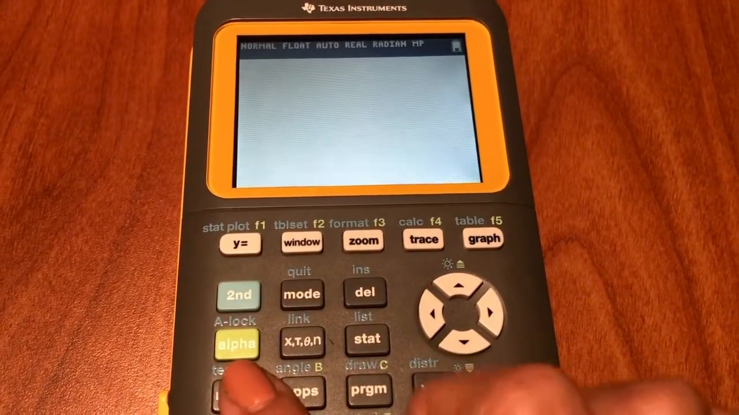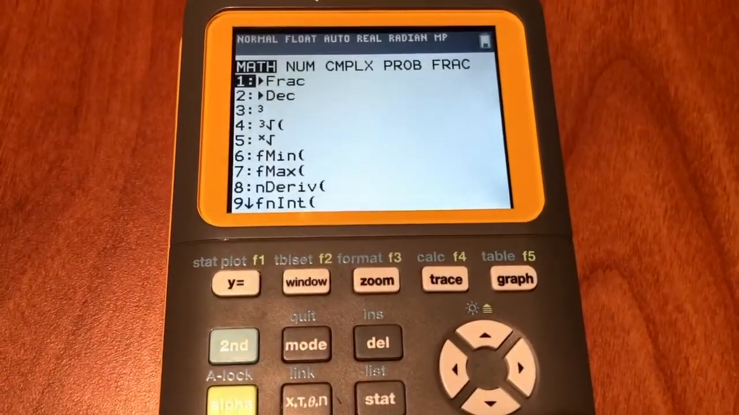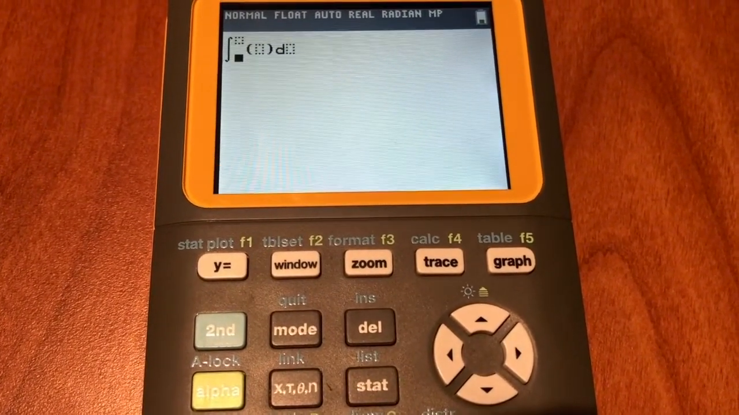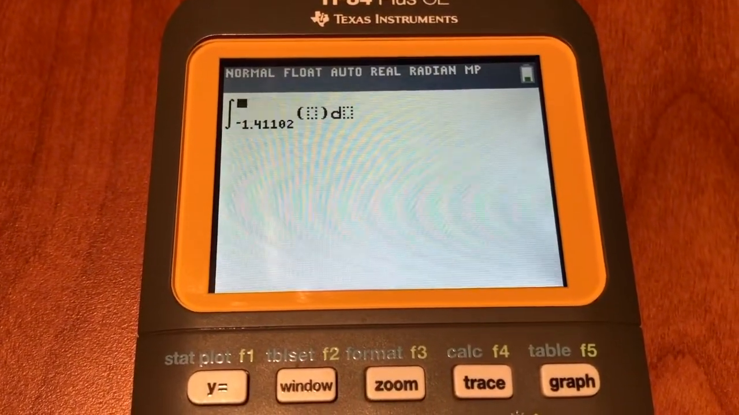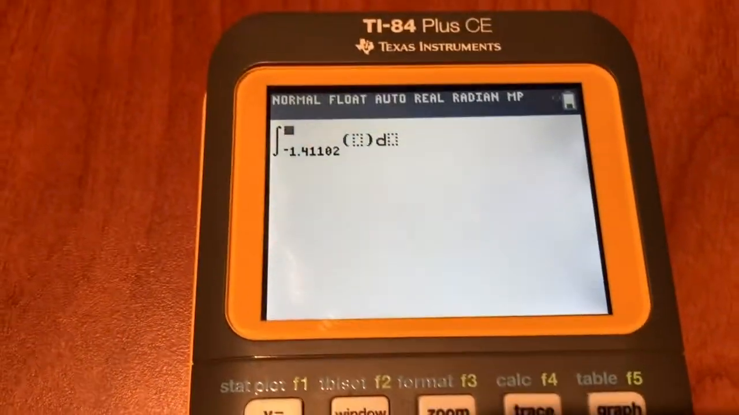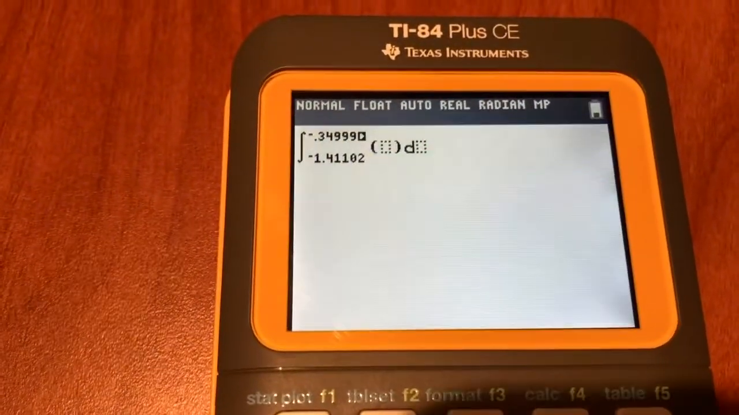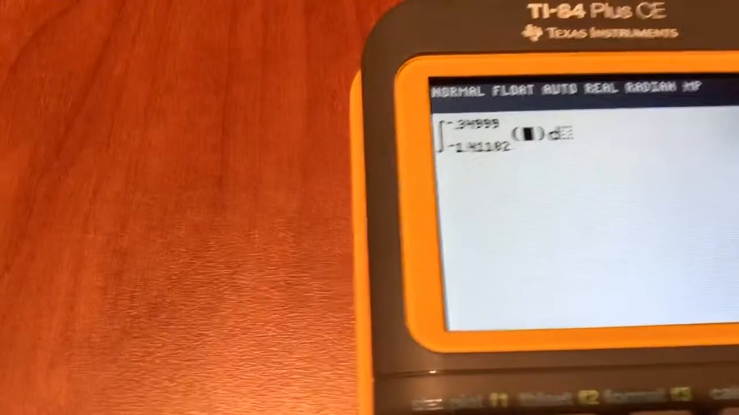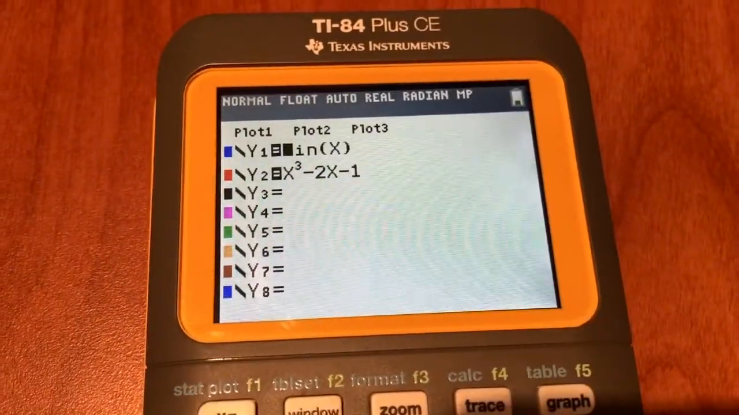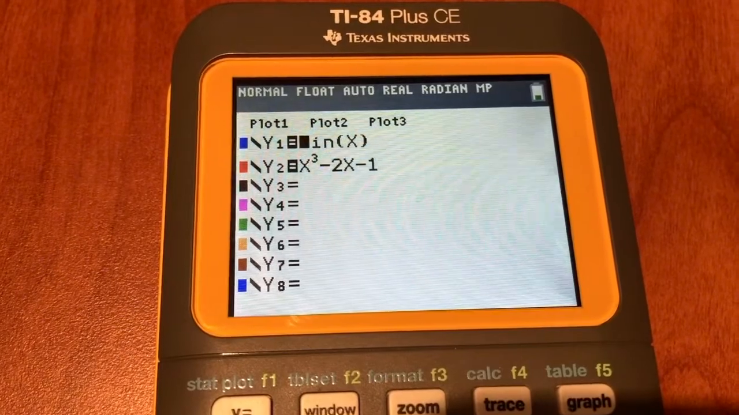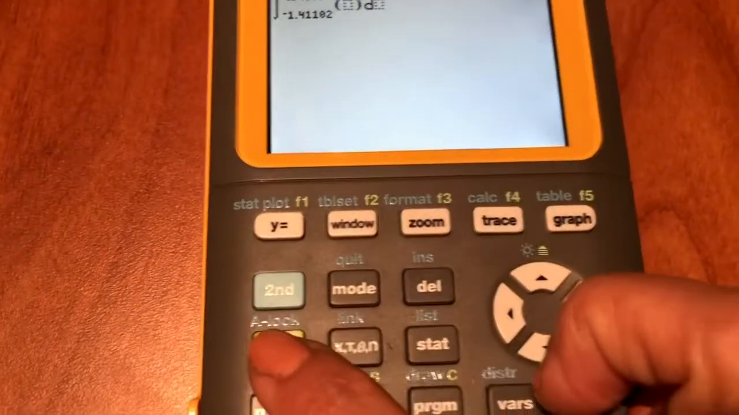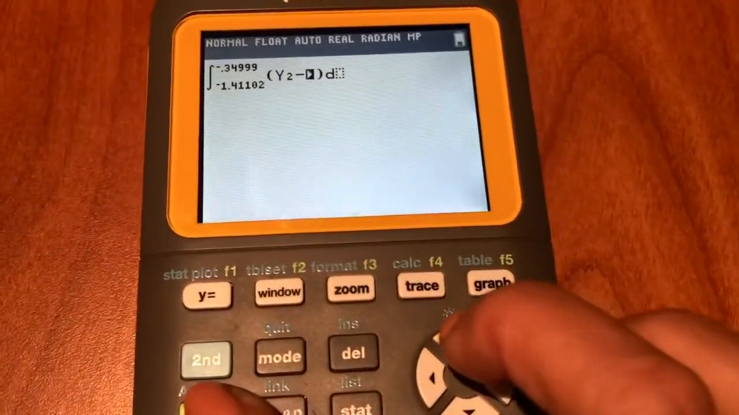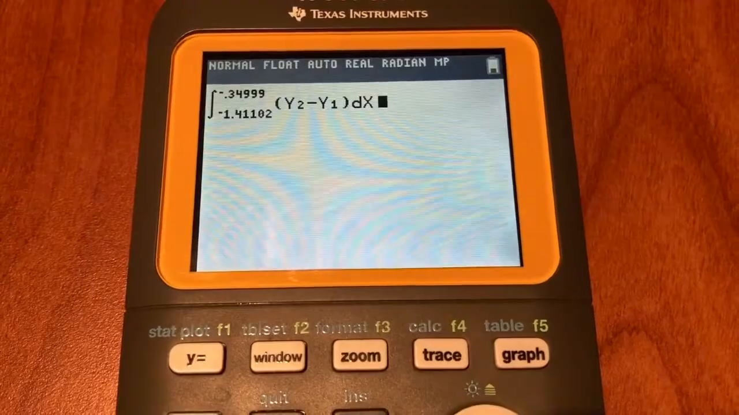So now that we have the 3 x-intercepts, we're going to press the math button, and then we're going to do 9. First I want to demonstrate integrating from the first x-intercept to the second one. So the first x-intercept was negative 1.41102, and then we're going to integrate to the next one, which was negative 0.34999. In this little region, the top curve is the cubic graph minus the sine curve. So that's what we're going to do here, and I just want to go back to y equals. Again, it's the cubic minus sine, so it's going to be y2 minus y1. We're going to press alpha trace, and pull up y2 minus, and then alpha trace, pull up y1. Alright, so we have that set up.